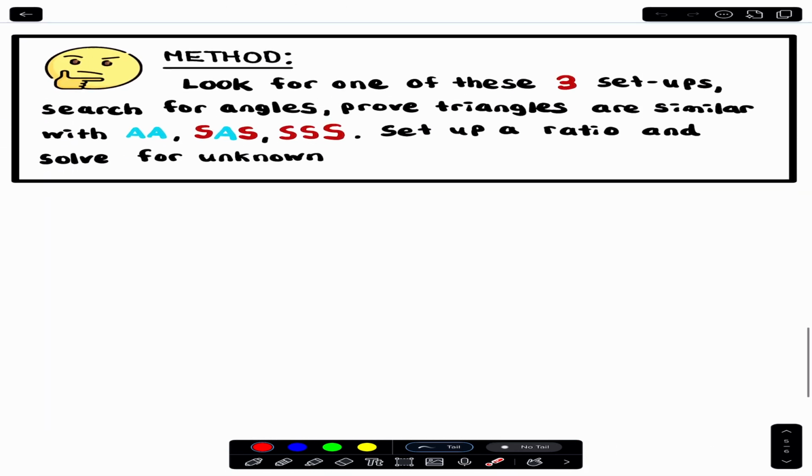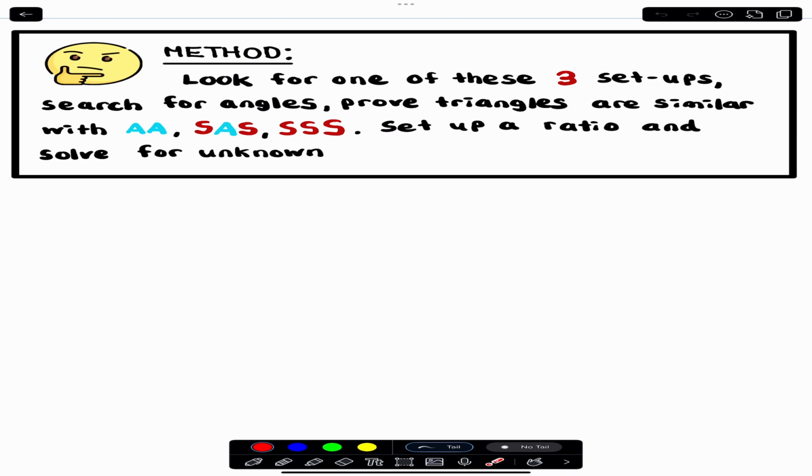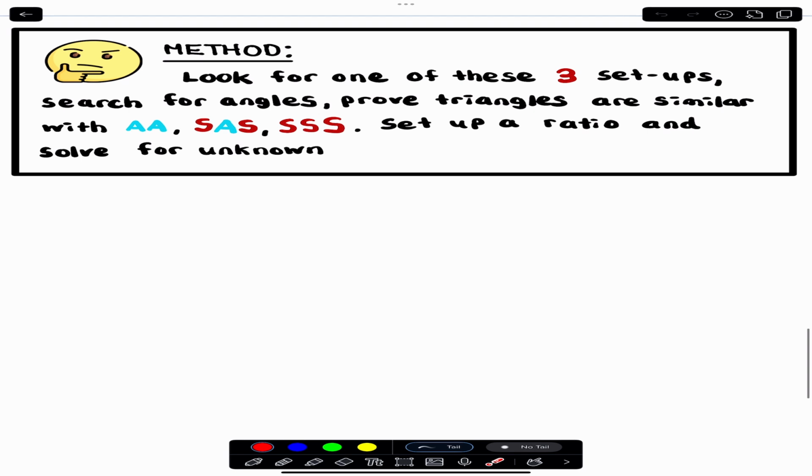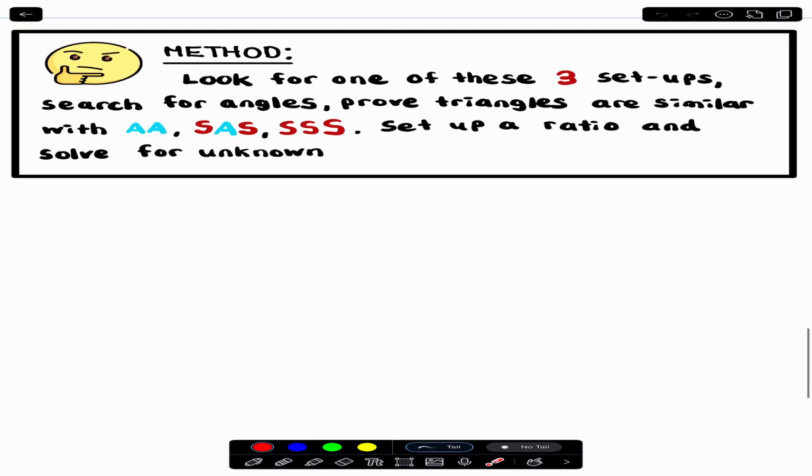Now, as usual, we need to have a specific method of attack for these problems. So here is the method I'm going to give you. For these problems, I want you to try and look for one of these 3 setups that we just learned and do everything you can. So that would be searching for angles, because if you can get equal angles, you can use AA similarity, and then try to prove that those triangles are similar with either angle-angle, side-angle-side, or side-side-side, as we learned in part 1. Then you're going to set up a ratio properly and solve for the unknown.